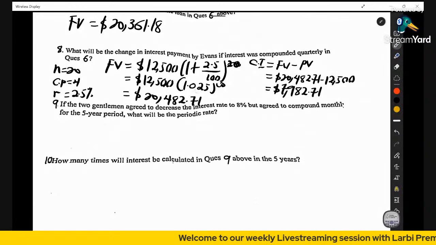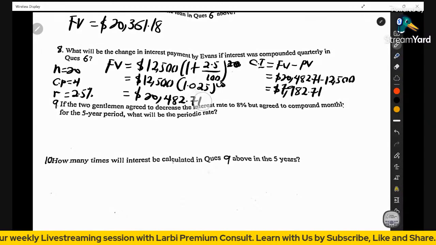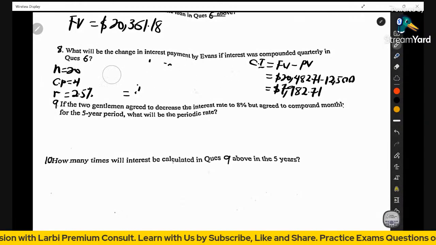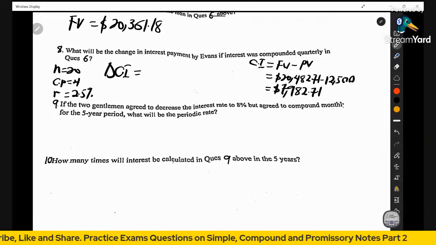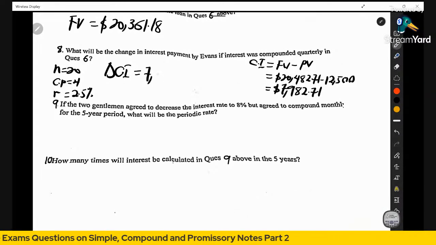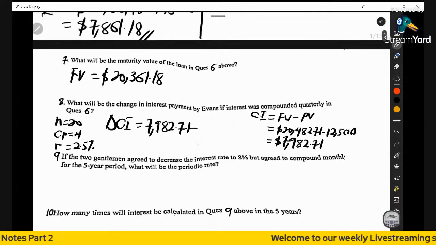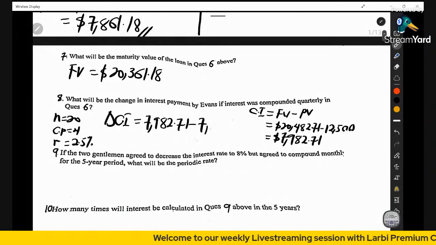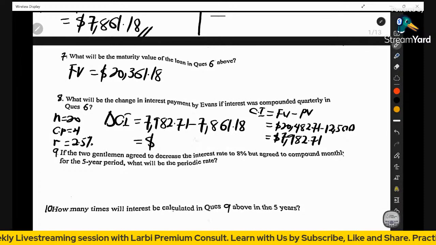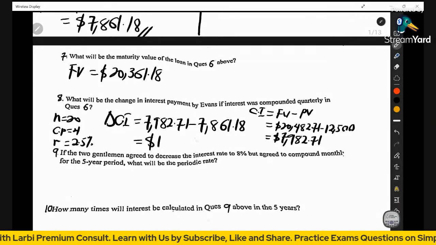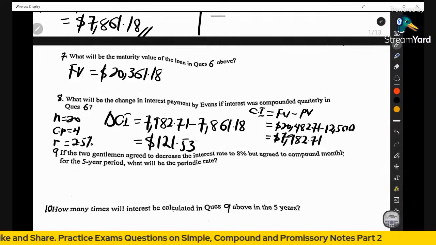Can I erase this? Yeah, I can erase this for now. So the change in the compound interest is going to be the quarterly interest, which is 7,982.71 minus 7,861.18. And in my case, this is what I got: an interest change of 121.53. So the more it compounded, the more interest you pay. So here it's going to be 121.